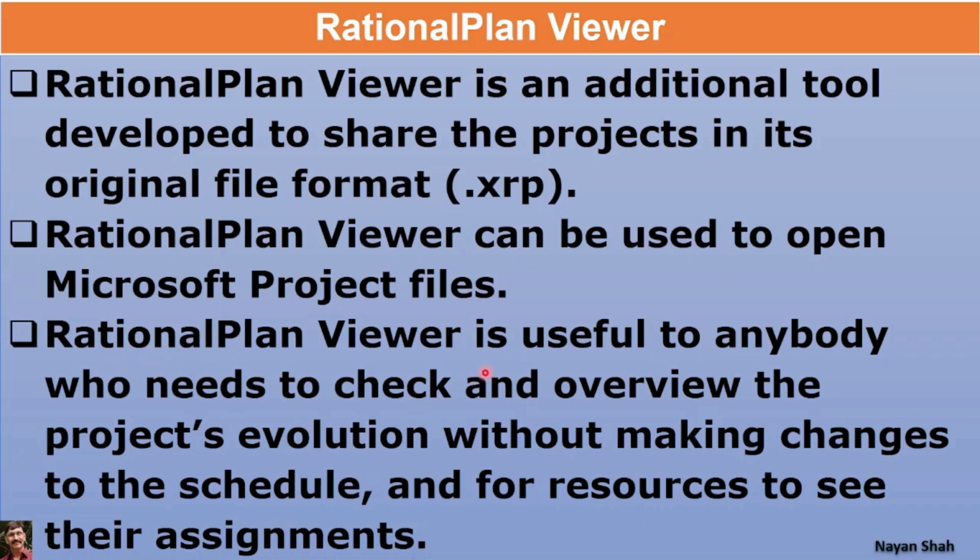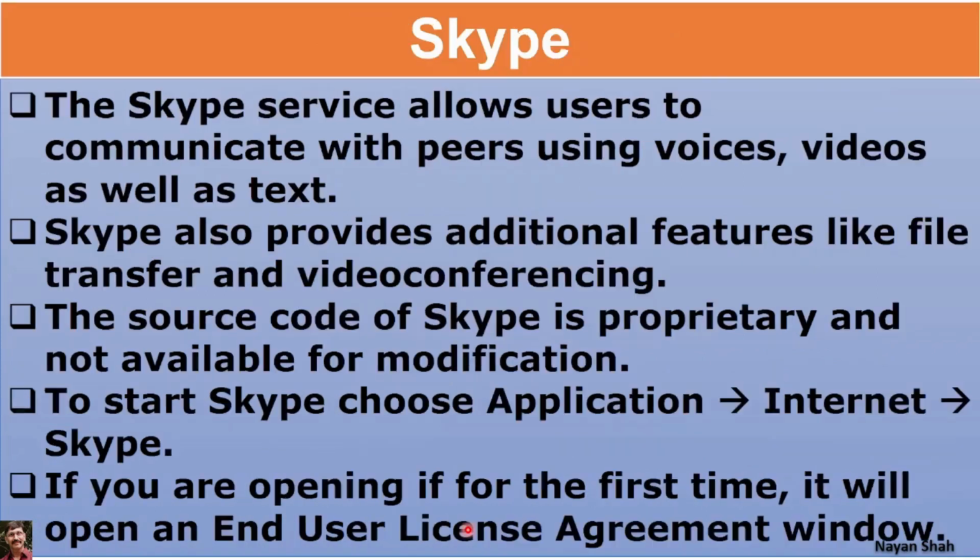Rational Plan Viewer is useful to anybody who needs to check and overview the project's evolution without making any changes to the schedule, and for resources to see their assignments. So as I say, it is only to view the project and understand it without making any changes in it. So that is about Rational Plan.